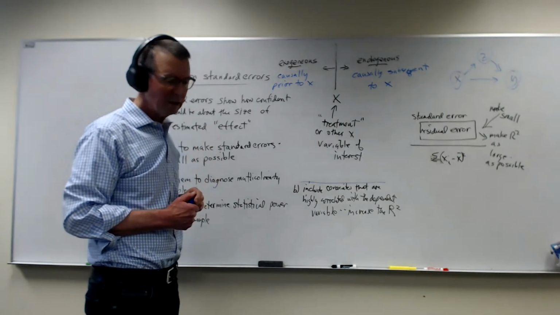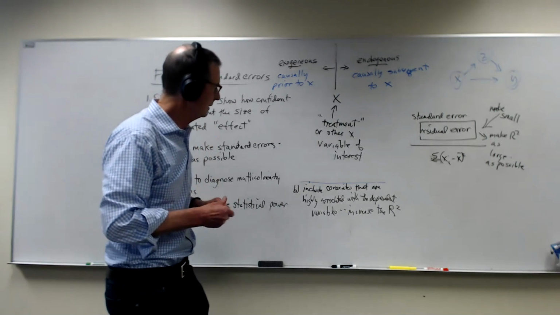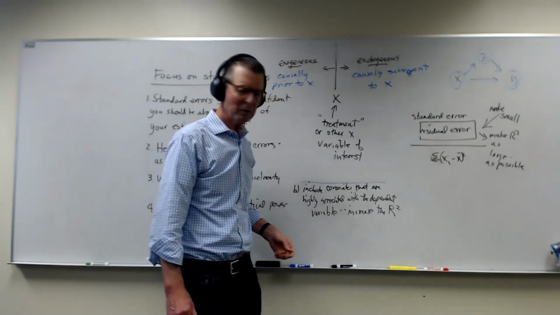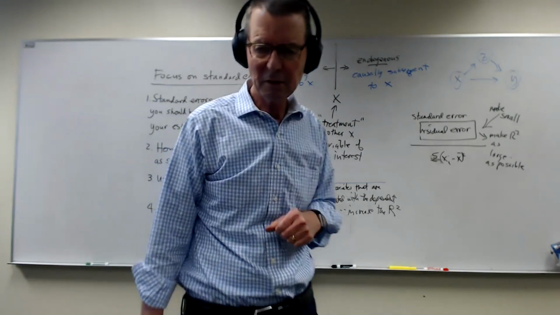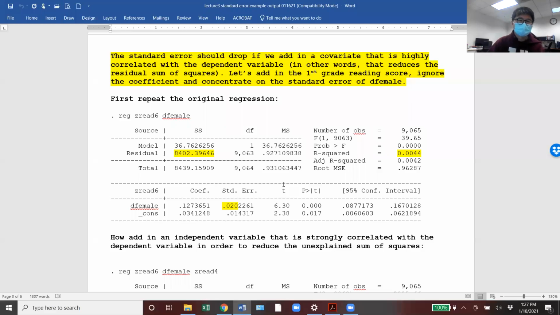We've got another example here with the data set from the class, and pause things and I'll set this up. So here we're going to illustrate the value of adding in a covariate that's highly correlated with the dependent variable. In other words, it reduces the error sum of squares. So let's take our first regression and repeat it here: 5th grade test scores on whether female, that standard error was 0.02. That's what we had before.